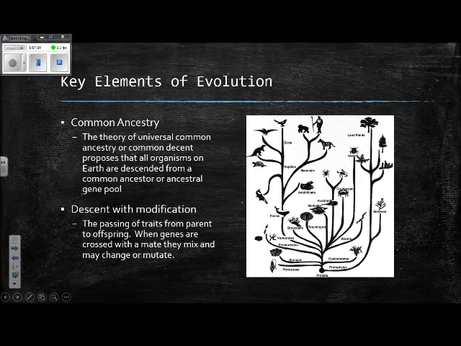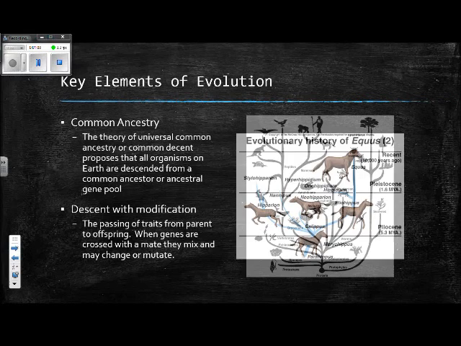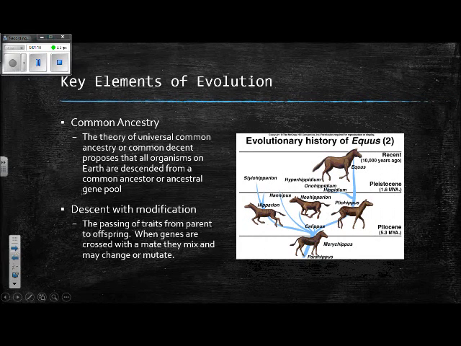Okay, so this is just kind of the evolution of a horse. They started with a common ancestor, which broke into a few different ancestors, and then finally into the modern day horse.